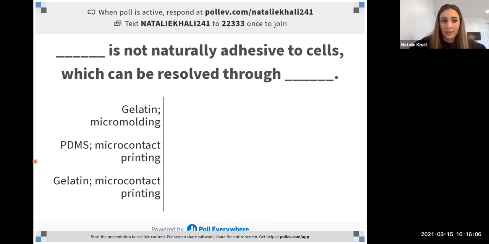So PDMS is not naturally adhesive to cells. Gelatin is. Gelatin is a derivative of collagen, which is an extracellular matrix protein. And so we can pattern cell adhesion proteins onto the surface of PDMS through microcontact printing.